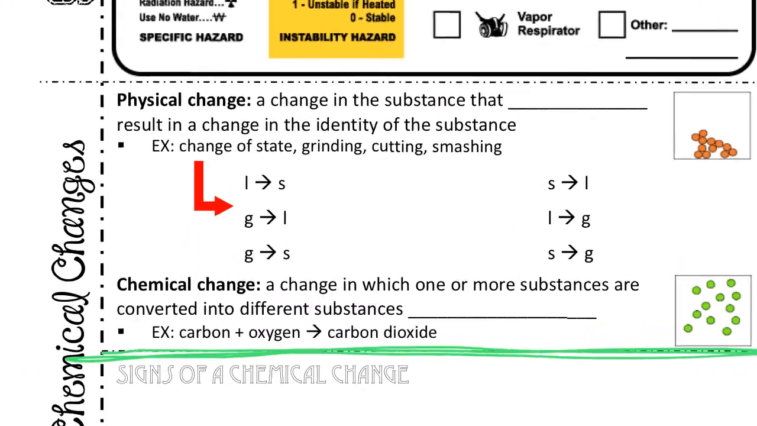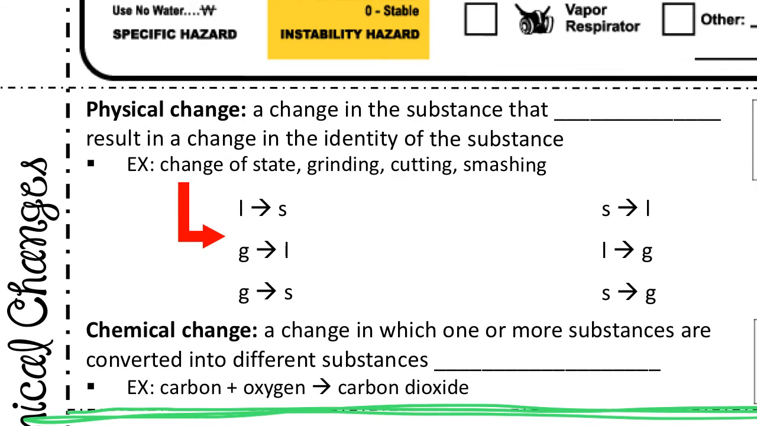So physical change, jumping back into physical and chemical change. A physical change, the big thing to remember with this is that it's a change in a substance that does not result in a change of the identity of the substance. We're starting with one thing and we're ending with the same thing.